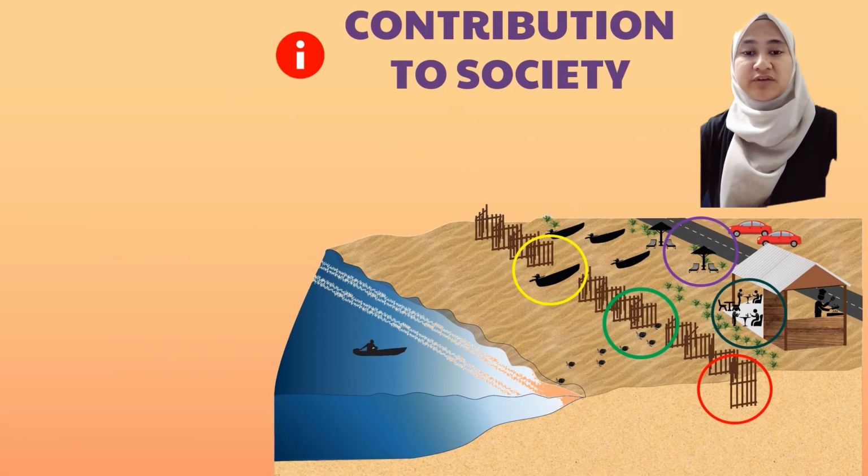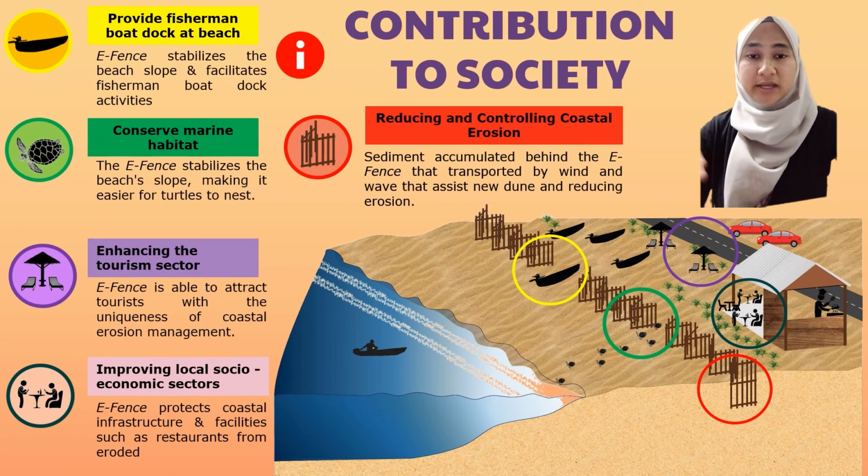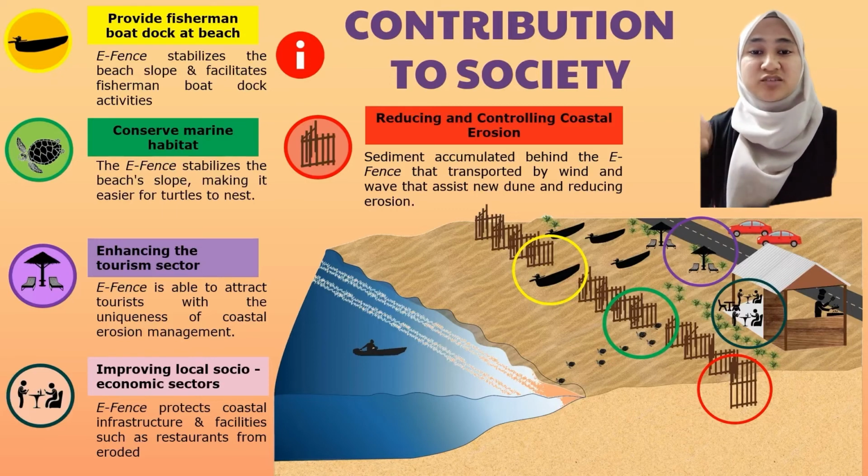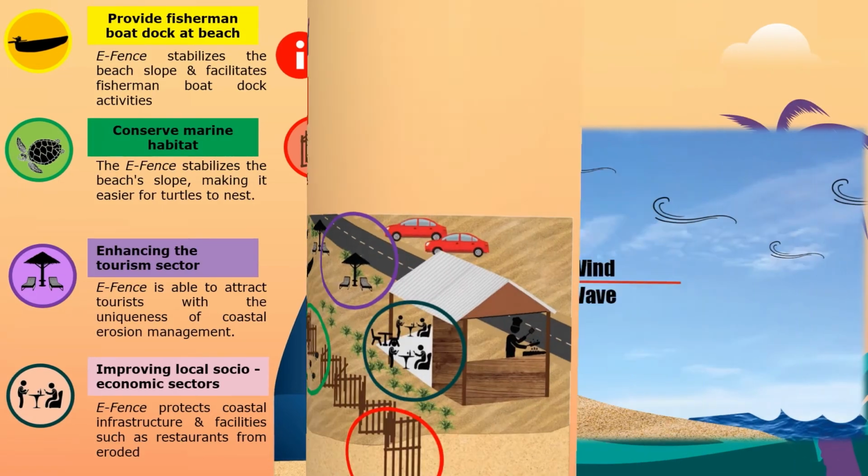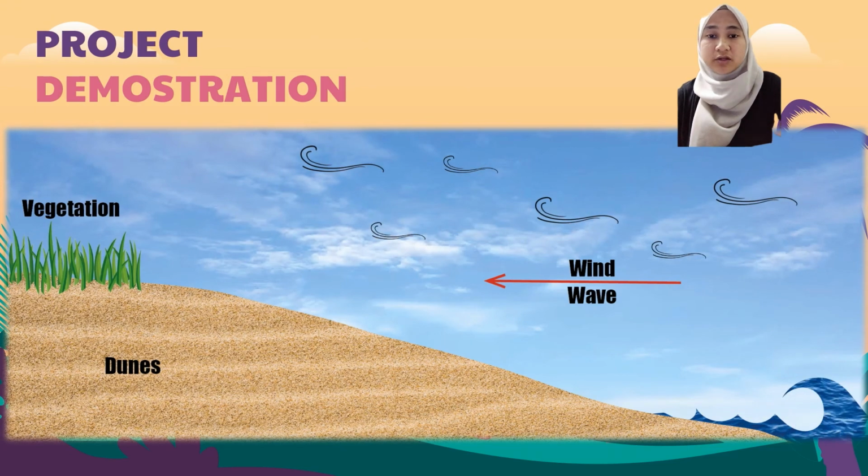After knowing that the E-fence can work well in order to protect the beach, you might think that the E-fence can only be used to protect the beach, but of course it's not. It has many contributions to society, as we can see here on the slide. With the implementation of the E-fence, it can provide a fishermen boat dock. Second, it can conserve marine habitat, enhance the tourism sector, improve the socio-economic sector, and also most importantly, it can reduce and control the coastal erosion. So this is the demonstration of our project.